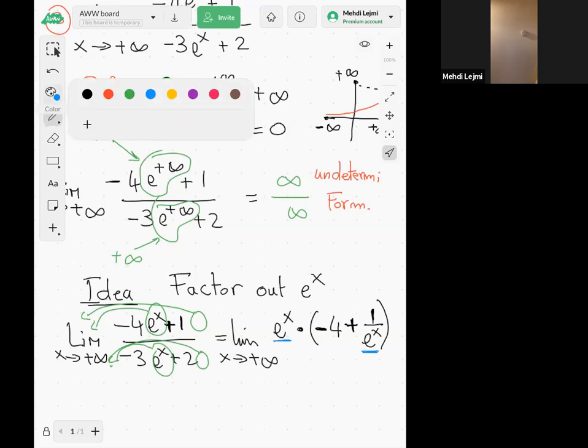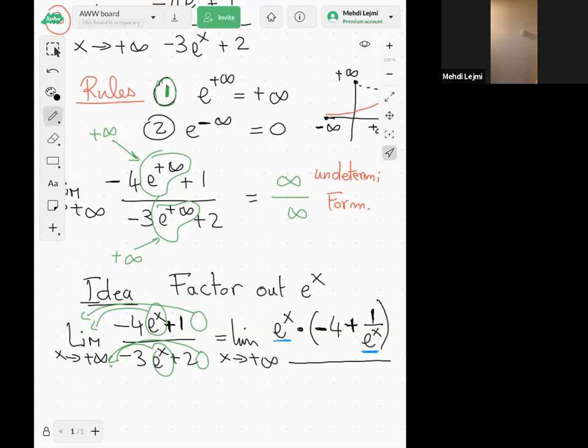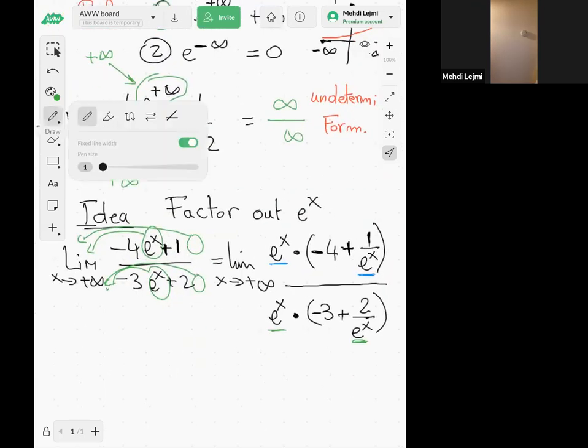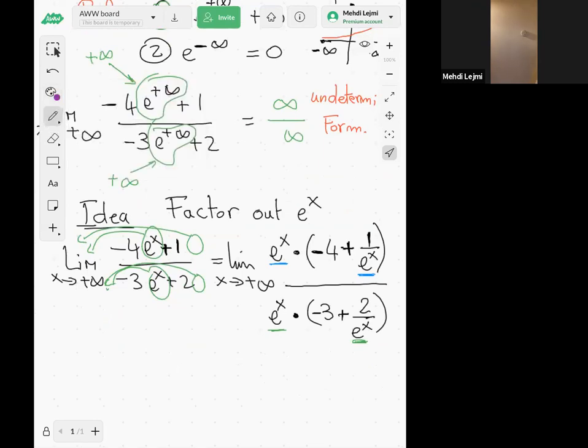We do the same in the denominator. I factor out e to the x times negative three, plus two over e to the x. Again, e to the x times two over e to the x cancels out, so you are left with two. Now that you've factored out e to the x, you can cancel it. So my limit, as x goes to infinity, is negative four plus one over e to the x in the top, and in the bottom, negative three plus two over e to the x.